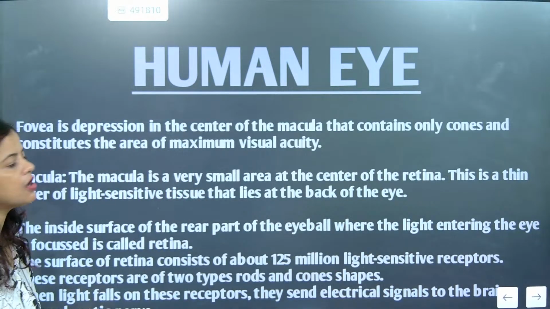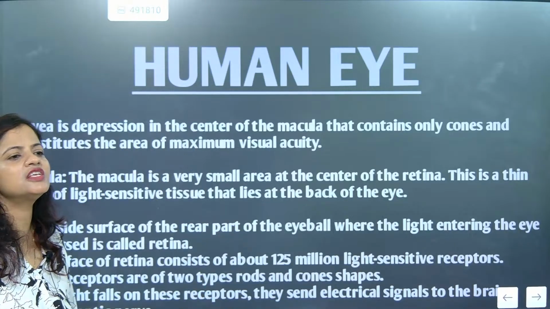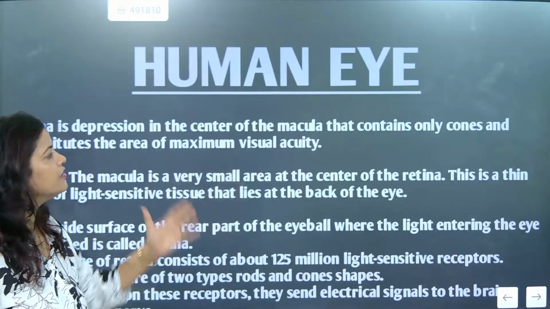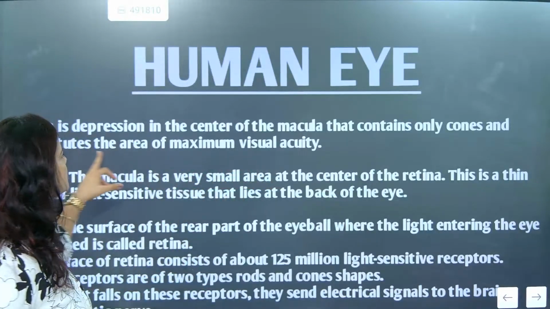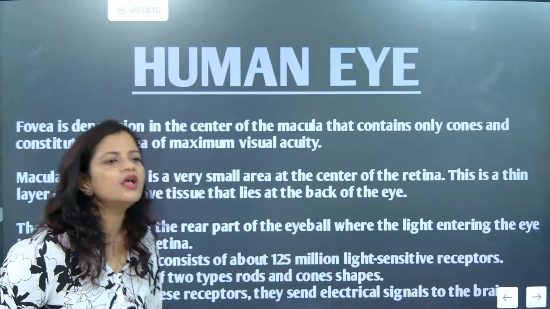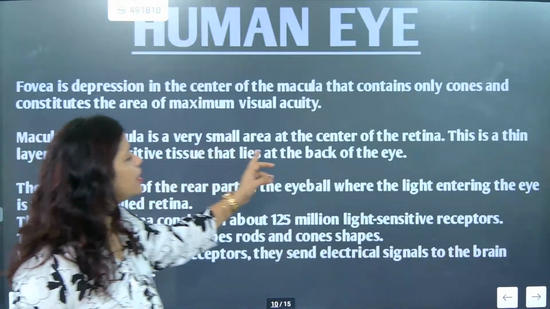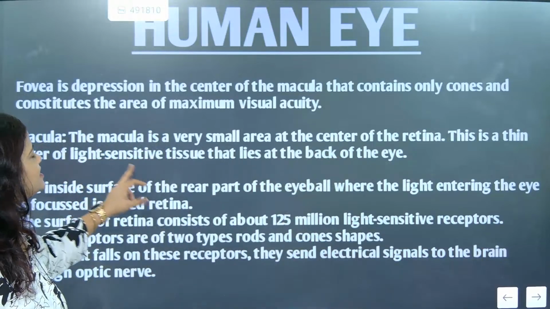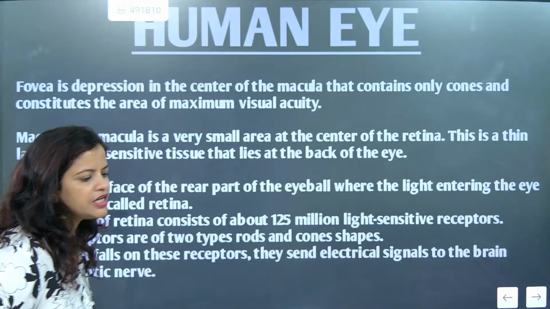Now we are going to talk about fovea. It is a depression in the center of macula, that is in the yellow spot region. Understood or not? It contains only cones and constitutes the area of maximum visual activity. So macula is what? It is a very small area at the center of retina. This is a thin layer of light sensitive tissue that lies at the back of the eye. Understood? It is light sensitive.